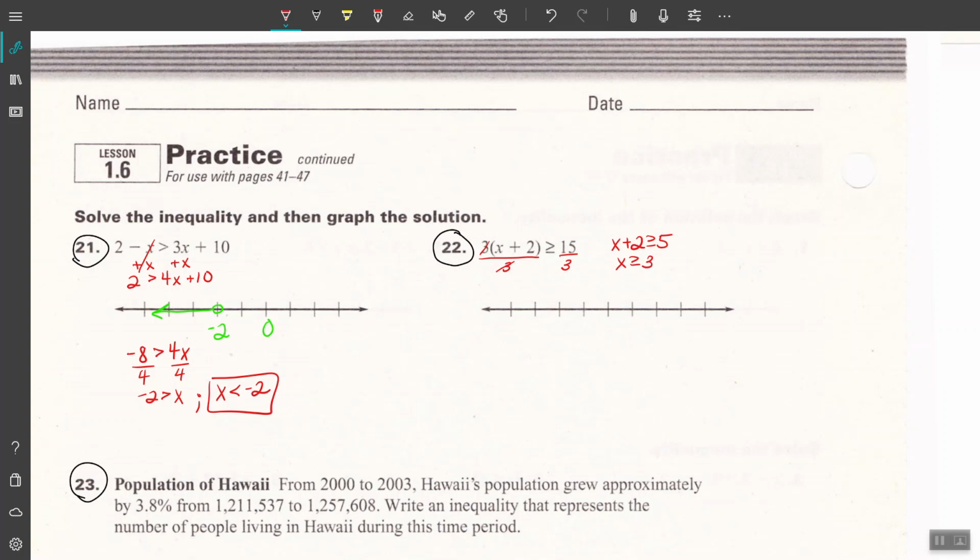So in this case, when I go to graph it, if this is my 0 and this is 2, we'll say this is -2, I'm graphing x is greater than or equal to 3. So I've got to have a closed circle on my 3 because of that equals sign, and then x's are greater than that. Remember, you are graphing what the x's are. So the x value can be 3 or it can be greater than 3, which is why I'm going to the right, because the right values on the number line show greater than.